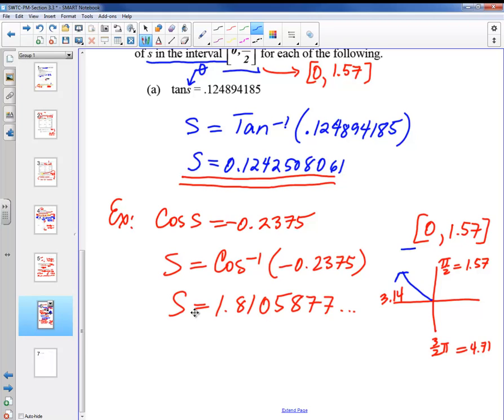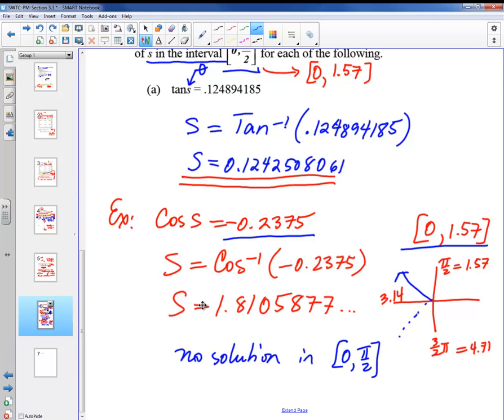And that's the only possibility. If they give you that interval, the only other possibility that gives you a negative cosine would be here, but it's still not in quadrant 1. So there is no solution in the interval from 0 to pi over 2. Now, if they hadn't restricted it to this interval, we could have said there was a solution. Okay, the last example.